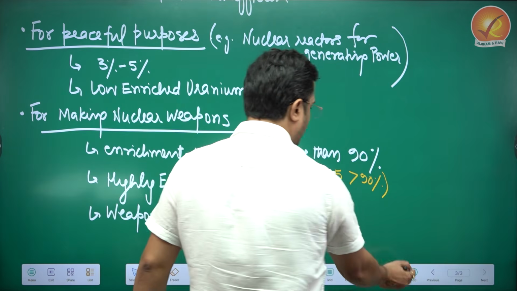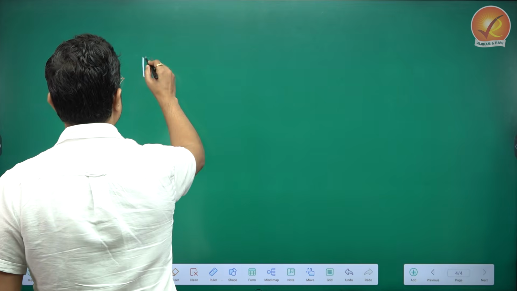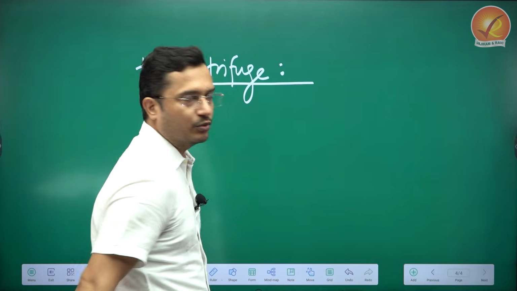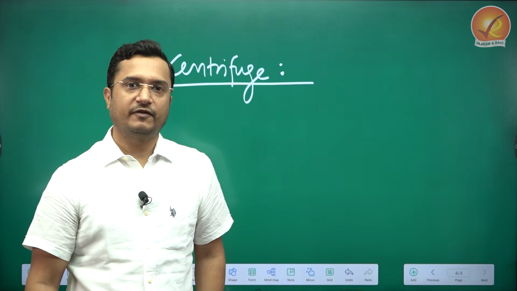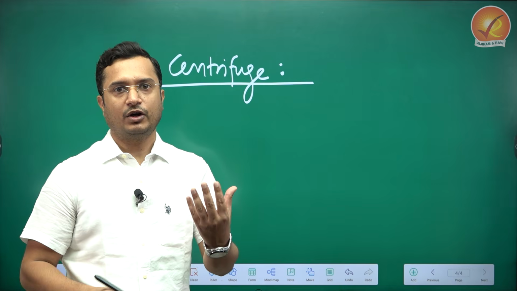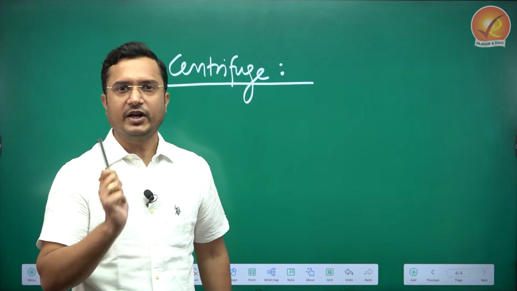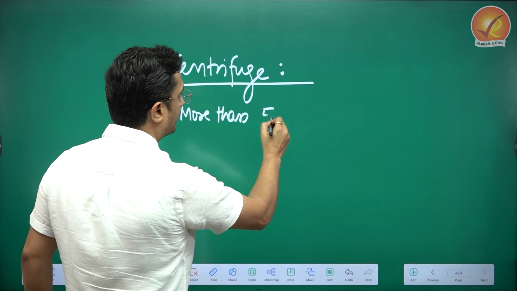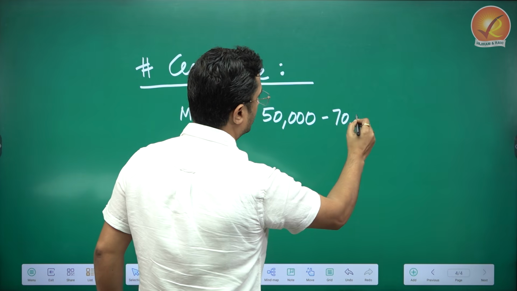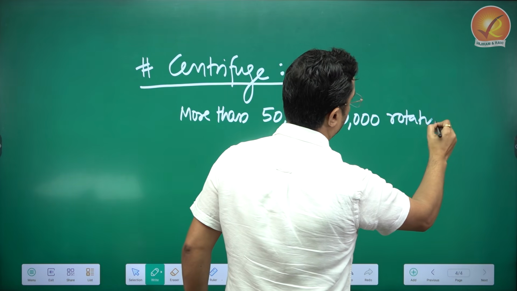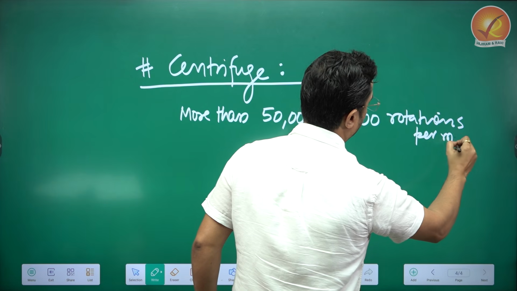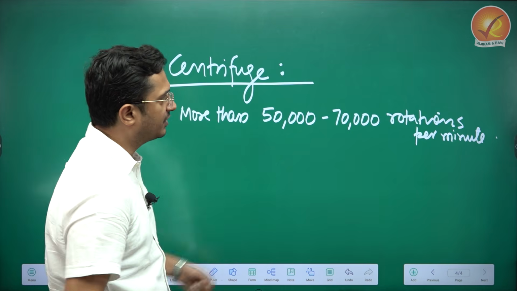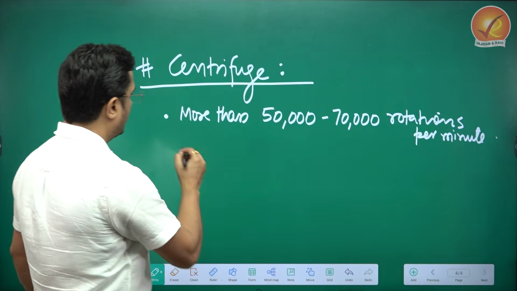And where is this enrichment done? The enrichment is done in a facility known as a centrifuge. A centrifuge is a system which rotates at a very high speed, more than 50,000 to 70,000 rotations per minute.